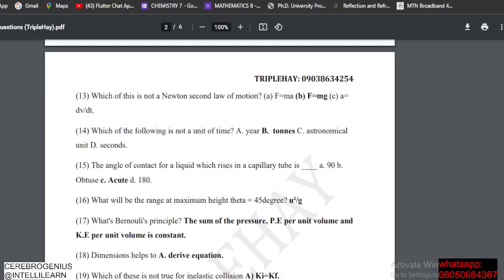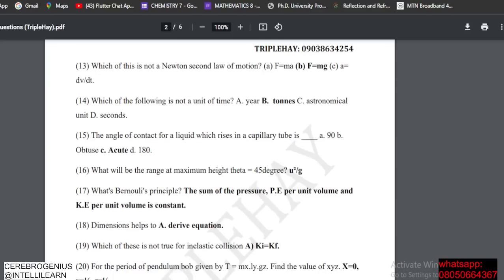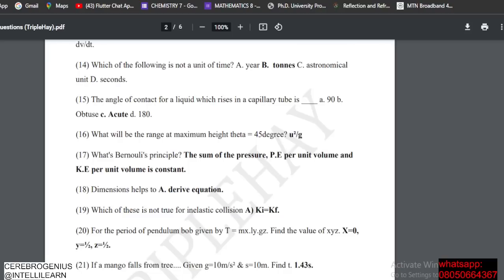The answer should be C, because there's no point there where they said the acceleration is changing velocity over time. They only said the rate of change of momentum is proportional to the applied force, and it corresponds to both option A and option B. So which of the following is not a unit of time? Tons is a unit of mass, so that's not correct.